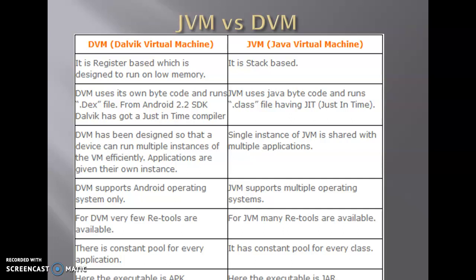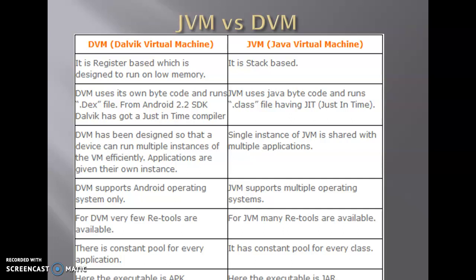JVM uses Java bytecode and runs .class files, also having just-in-time compilers. The third difference is that DVM has been designed so that a device can run multiple instances of the VM efficiently, and the applications are given their own instance, while in JVM the single instance of JVM is shared with multiple applications. The next difference is that DVM supports Android operating system only, while JVM supports multiple operating systems. The next one is that for DVM very few RE tools are available, and for JVM many RE tools are available. RE tools are the tools which are used to build internal tools.